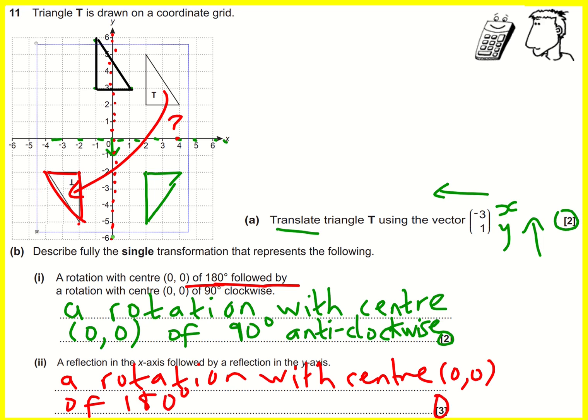There we go. We've done these three kinds of transformations. We've thought about it. We've used T to help us. And those are the answers.